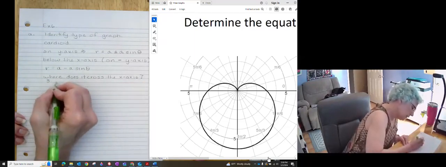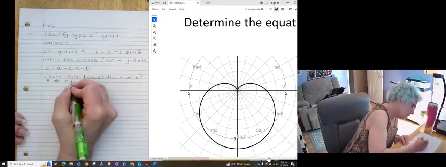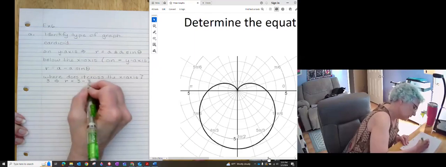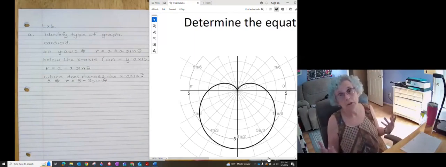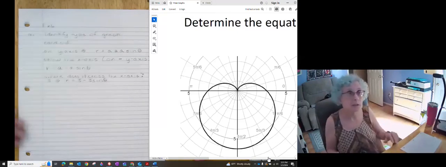And that's at 3, so it is r equals 3 minus 3 sine theta. Now, when you're doing these homework problems, I would encourage you to plug that into Desmos and see if it works.